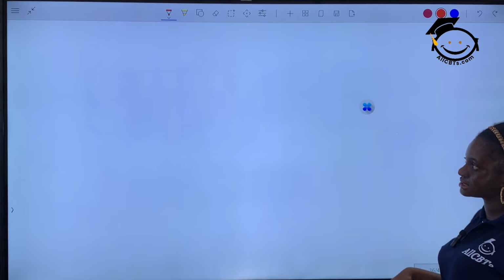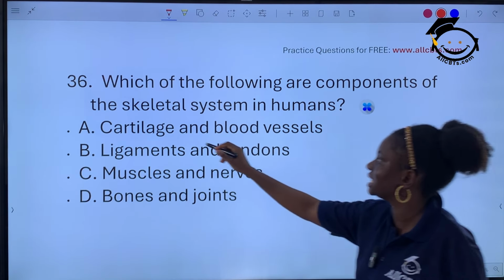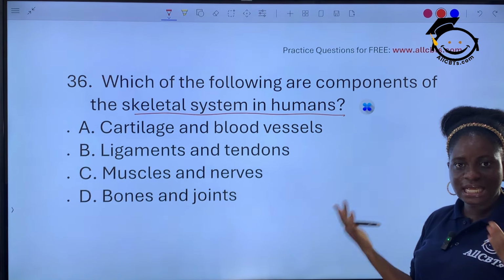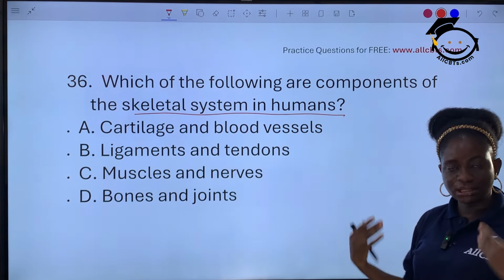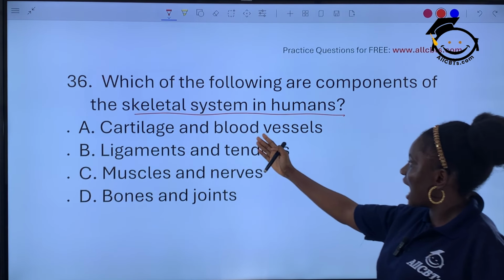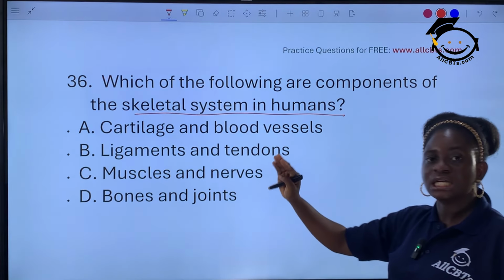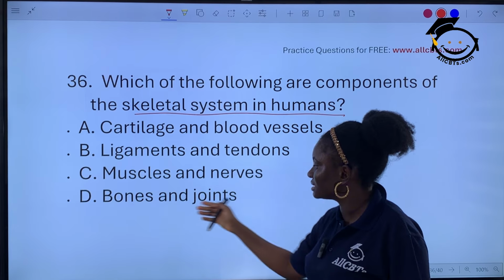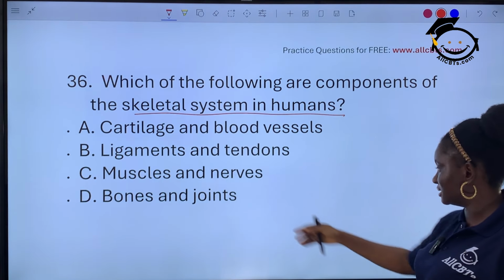Question 36. Which of the following are components of the skeletal system in humans? When we talk about skeleton in humans, it is made up of bones and joints. A, cartilage and blood vessel, B, ligaments and tendons, C, muscles and nerves, D, bones and joints. So the correct answer here is bones and joints.